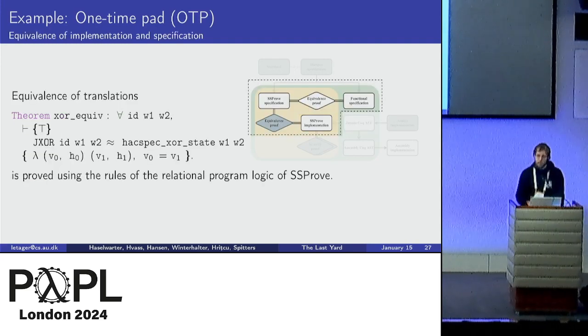Lastly, we then show the equivalence between the specification and the implementation, and this is done in the relational program logic of SSProof. Here we can see that we're actually just looking at the return values being equal by value. So you just step through the code by these logical relations until you get that the two values agree for the return.